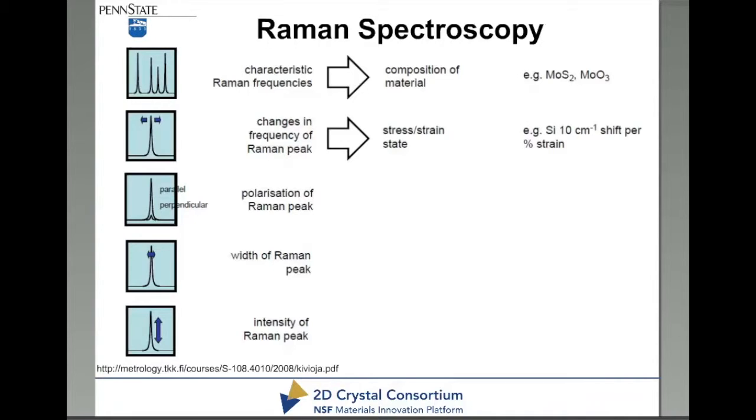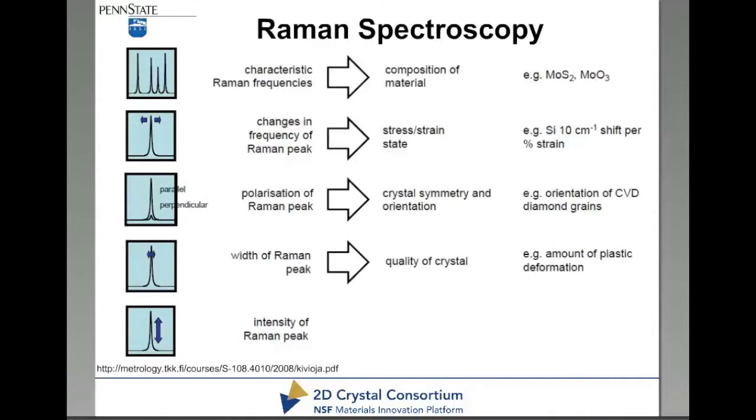The next is a change in the Raman frequency. As it shifts back and forth, this can mean a lot in terms of stress and strain. We can also see things like doping effects. Polarization of the material can give us an indication of the crystal symmetry and the orientation of your material systems.